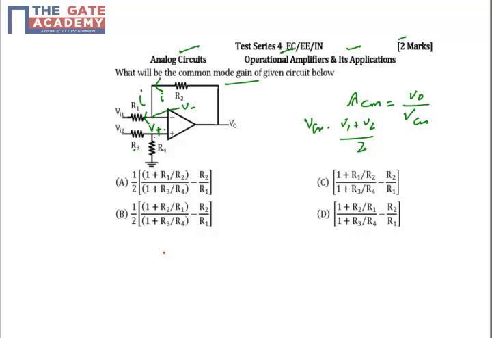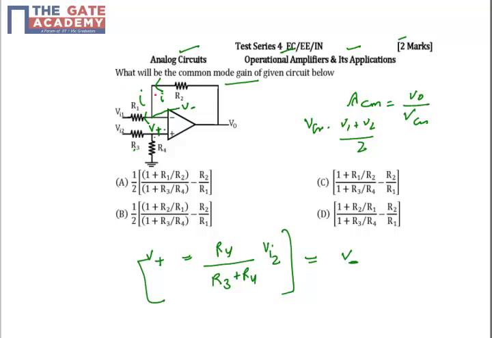So what will be my V plus? My V plus will be nothing but R4 upon (R3 plus R4) times VI2. Because input current of the op-amp is 0, R3 and R4 are in series, so I can apply voltage divider. Because it's a negative feedback, my inverting terminal voltage must be equal to the non-inverting terminal voltage, so V plus will be equal to V minus. This is one thing we get.